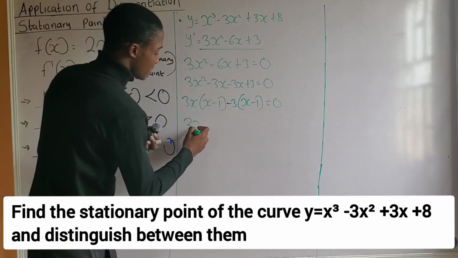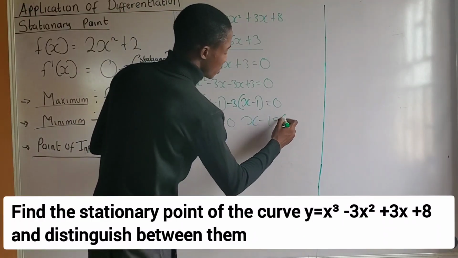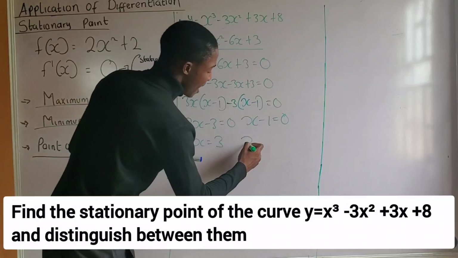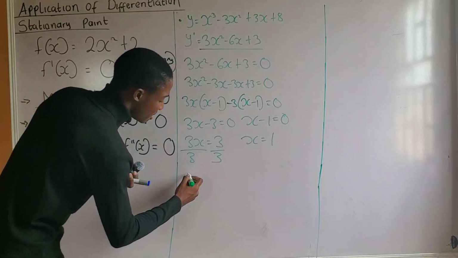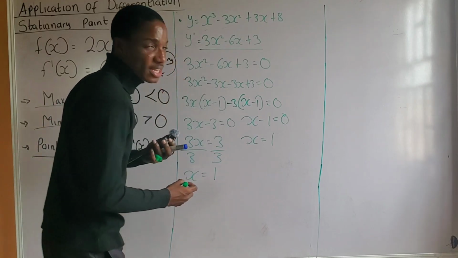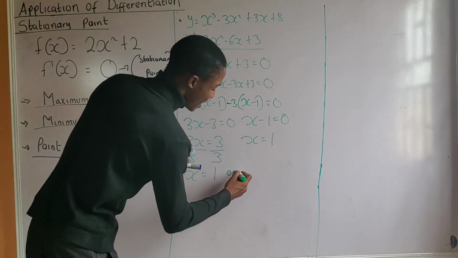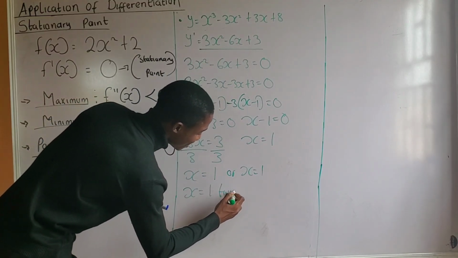So I'm going to have 3x minus 3 equals 0. X minus 1 equals 0. 3x equals 3, x equals 1. To get the value of x here, I'm going to divide both sides by 3. X equals 1. Are you getting it? So I have x equals 1, or x equals 1, or x equals 1 twice.